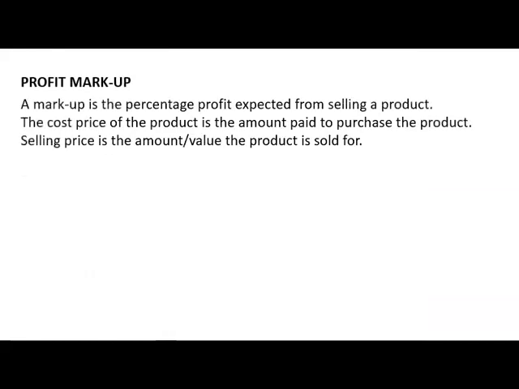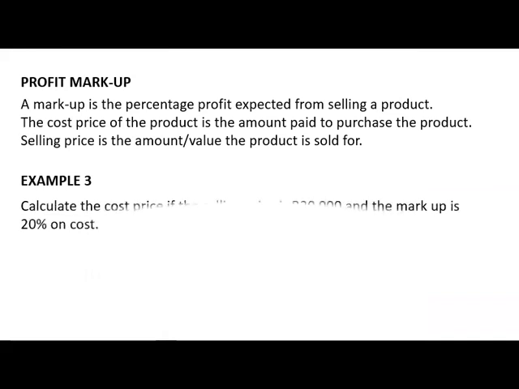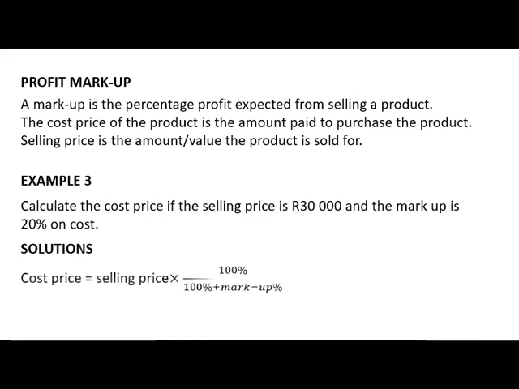Let us continue with profit markup. I've explained all of that. Let us look at example 3. Here we are given the selling price and they want us to calculate the cost price. If the selling price is 30,000 and the markup is 20% on cost. Cost price is equal to selling price multiplied by 100 divided by 100 plus the markup is the formula that you're going to use to calculate the cost price.